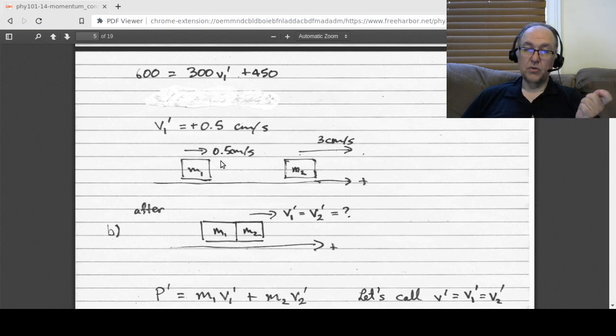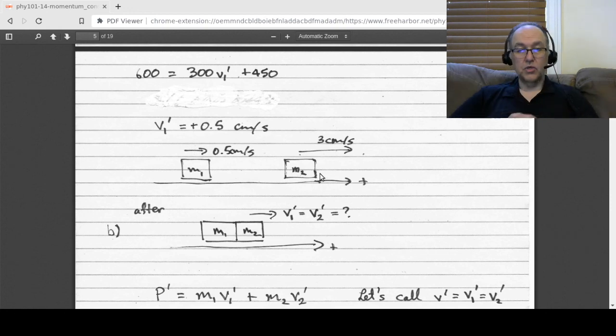Remember, it started off at 2 centimeters per second before the collision and dropped down to half a centimeter per second after the collision, but still in the same direction, still to the right, okay? And the 500 grams started at 0 and it sped up to 3 centimeters per second.